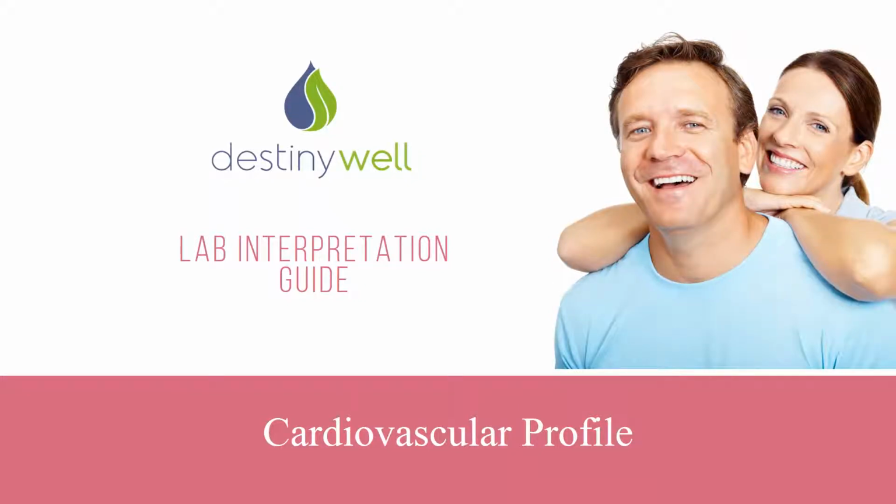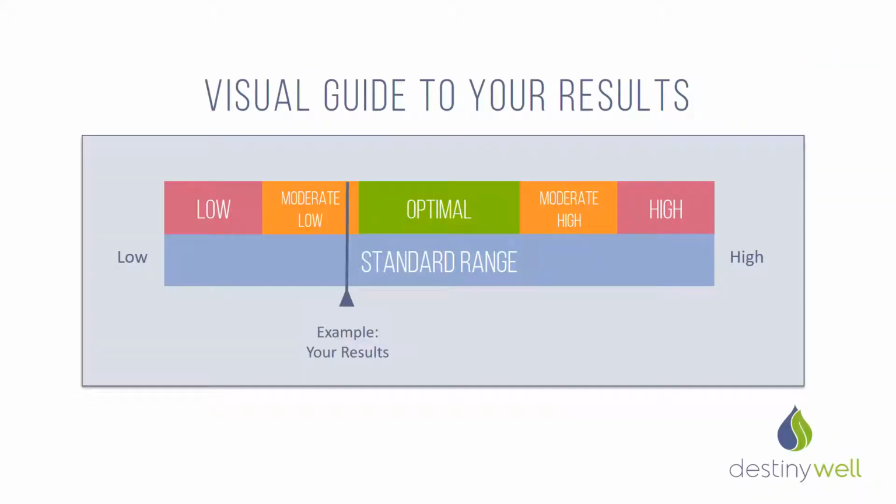This is the lab interpretation guide for the Destiny Well cardiovascular profile. At Destiny Well, we define laboratory ranges in a sophisticated way. We use the standard ranges, represented by the blue bar here, from each reference lab that does a particular test to define the lab high and the lab low. If you have thyroid test results that are too low based on the lab's formal norm, then you have a diagnosis of lab low thyroid function or hypothyroidism.